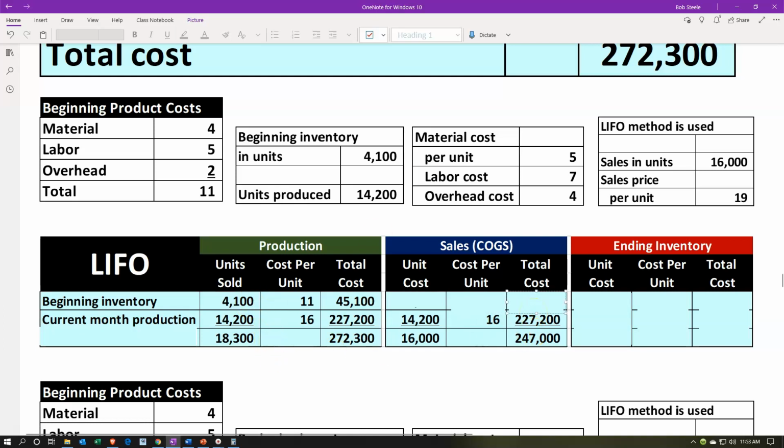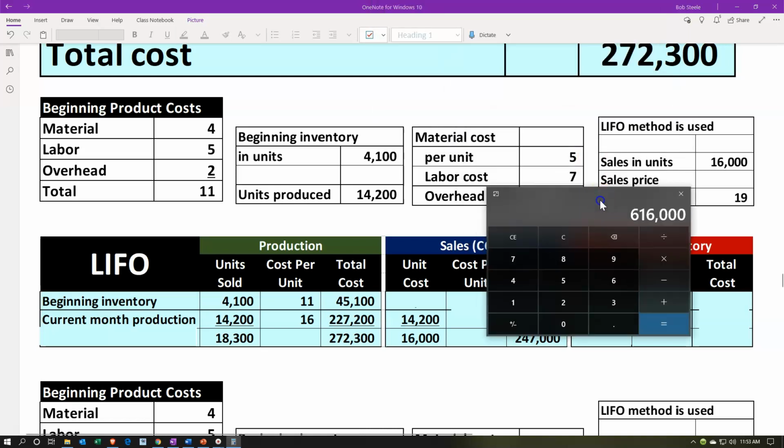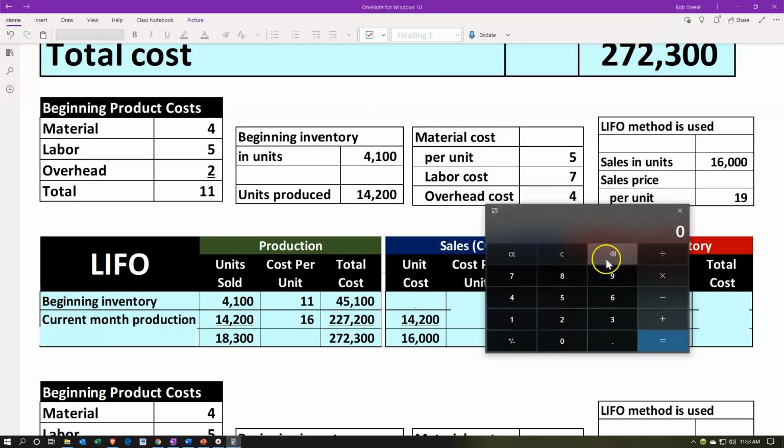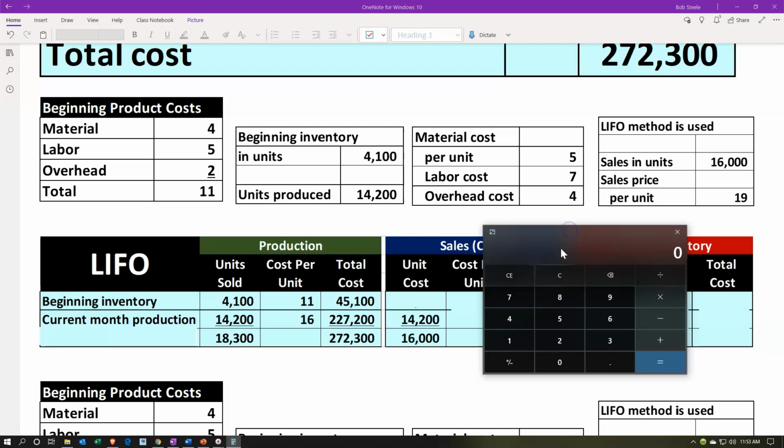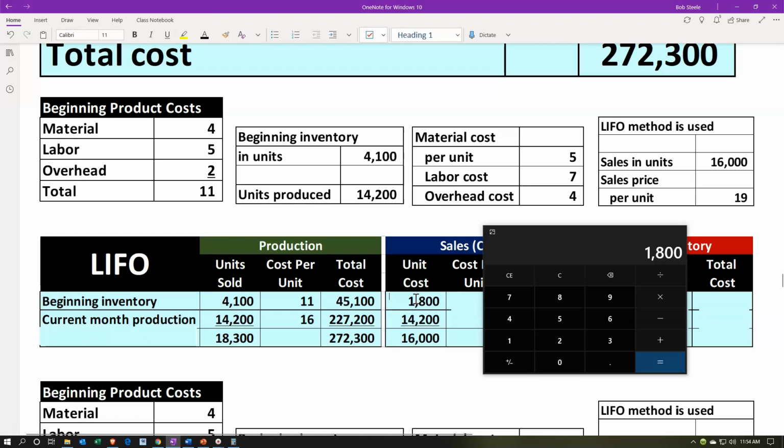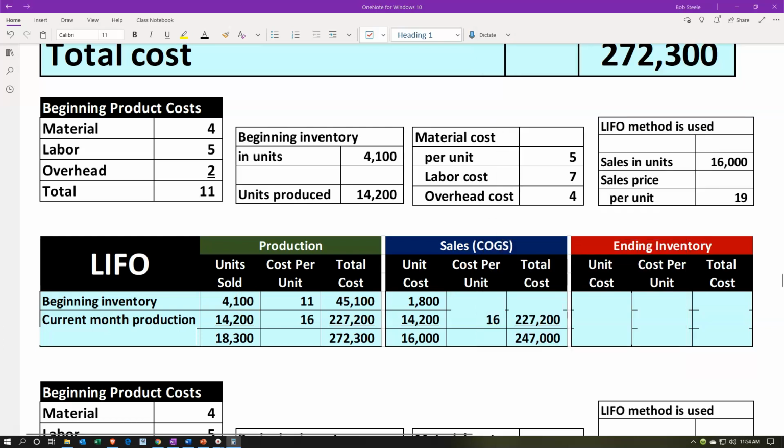Then we're going to eat into the prior periods with whatever we need to get to the amount that we sold. So we can see we sold the 16,000, which is the total here. 16,000 minus the 14,200 means we have to eat into the 1,800 of the 4,100 units at the $11 of cost. So that's going to be the 1,800 times the $11 cost, giving us the 19,800.